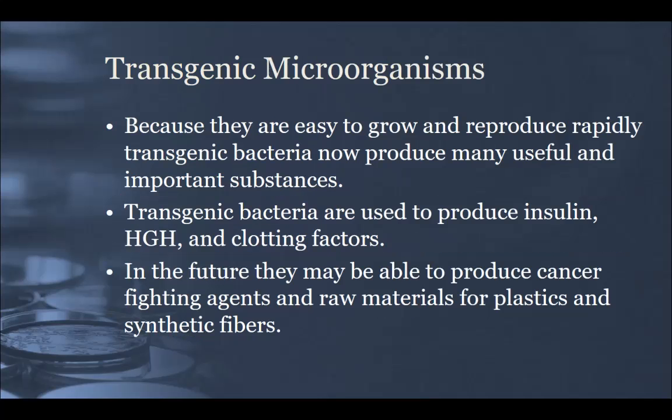Now, most of the stuff we do in terms of transgenic organisms is not something that major. It's mostly in what we call microorganisms. And if you know anybody who's a diabetic who takes insulin, they are using these transgenic microorganisms. We use them to make everything from insulin to human growth hormone to clotting factors. In the future, we may be able to use them to produce cancer fighting agents or raw materials to make certain types of plastics.